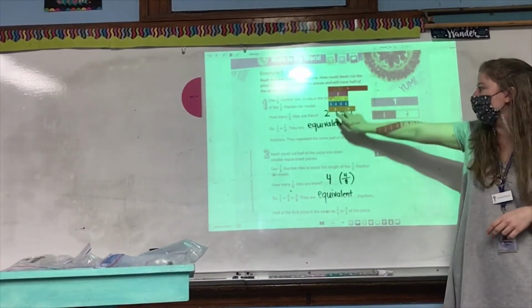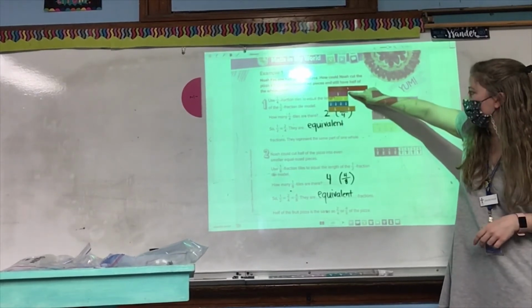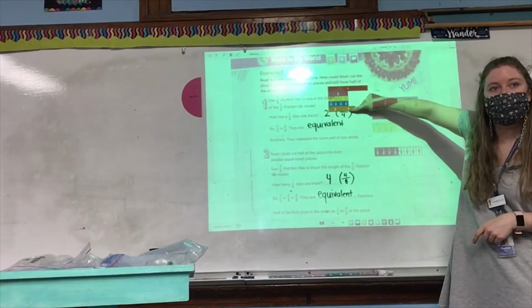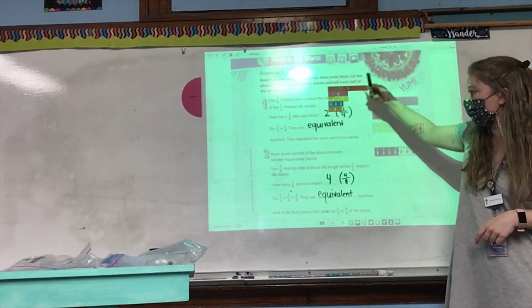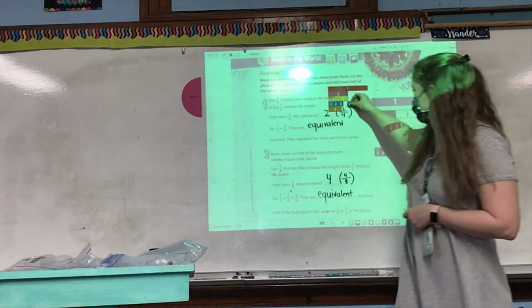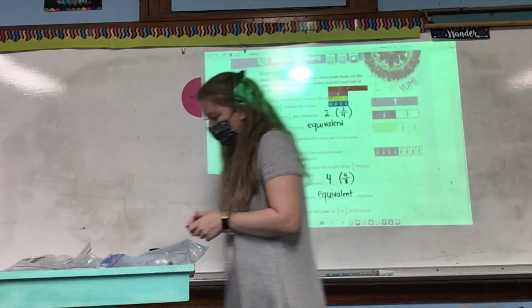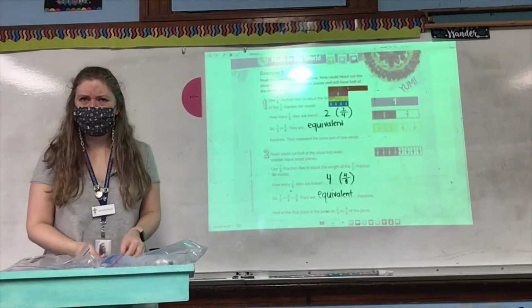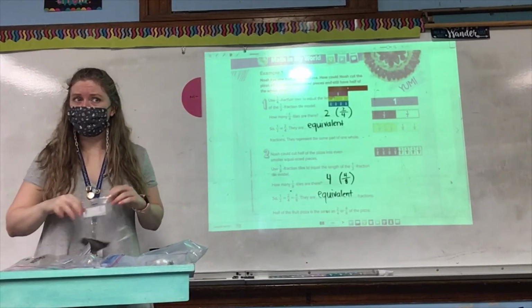So is it possible to cut the pizza into 2 pieces that are this size when I only have this much pizza? No, it's not. I can't cut it into another equal one this size because it's too big. There's not enough pizza. Very good. Okay, so keep that in mind. Not all fraction tiles will make equivalent fractions.